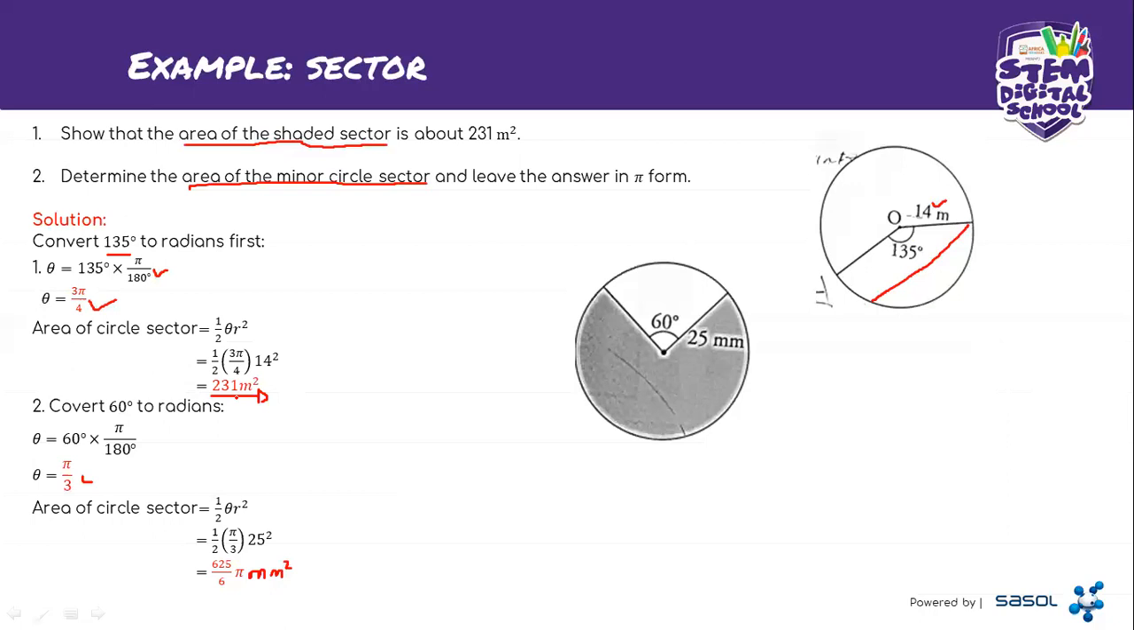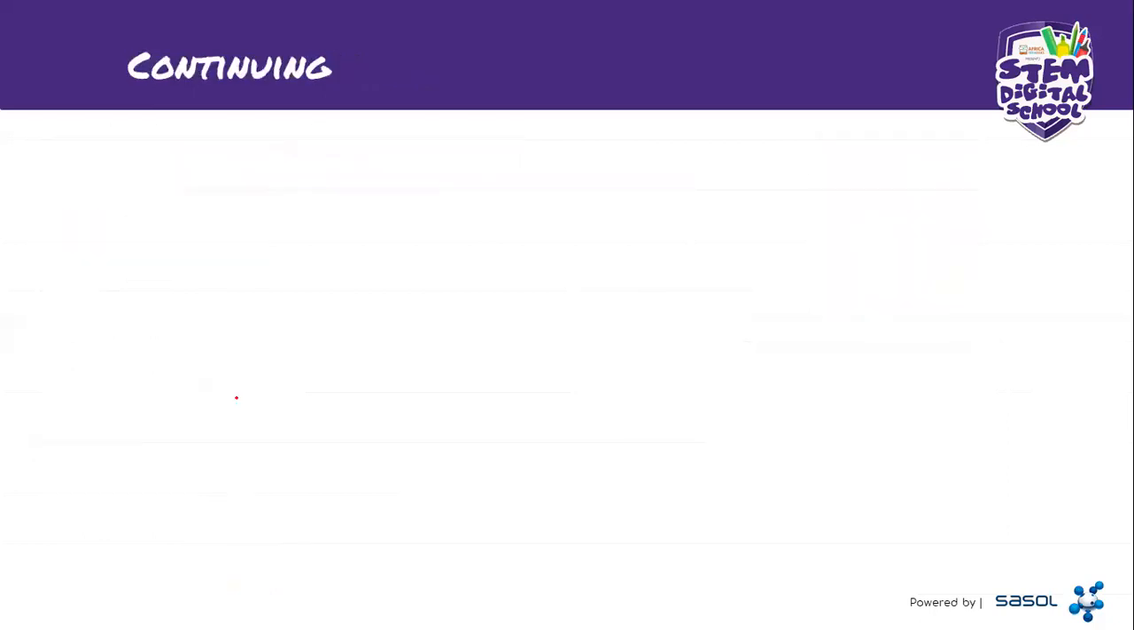So area is always going to be what? In terms of meter squared, millimeter squared, or centimeter squared. So you should have that squared. All right. Now let's proceed. The question still continues. Let's see.